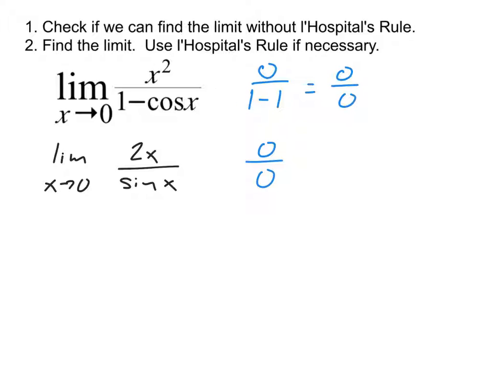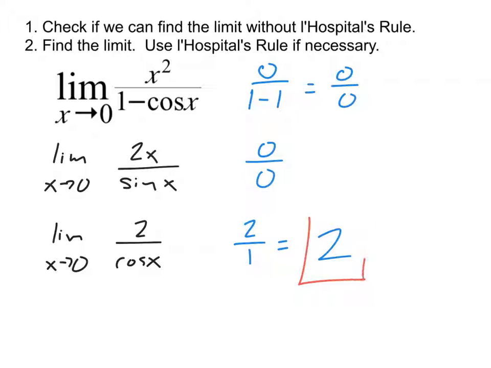So then, limit as x approaches 0, derivative of the top is 2, derivative of the bottom is cosine of x. If I plug in 0 for x in this case, that gives me a 2 on the top, and on the bottom, cosine of 0 is 1. Well, at least it's not 0 over 0. That tells me I've gotten to my answer. So 2 over 1 equals 2. That then is my final answer.